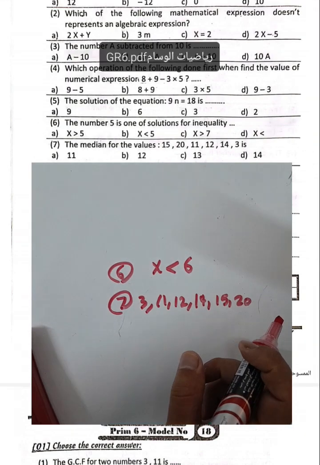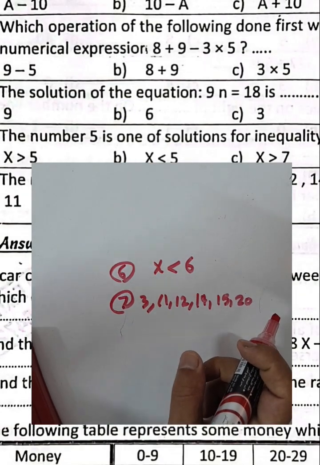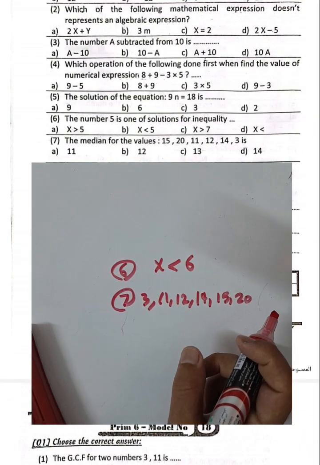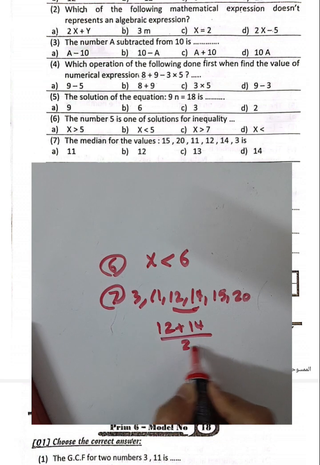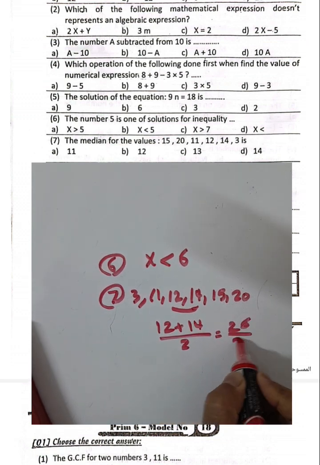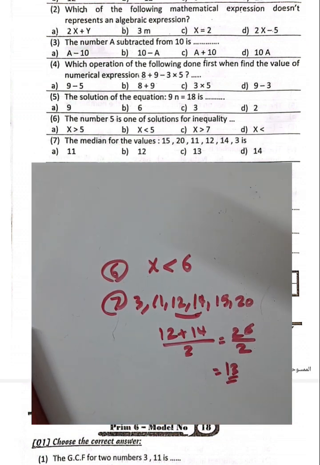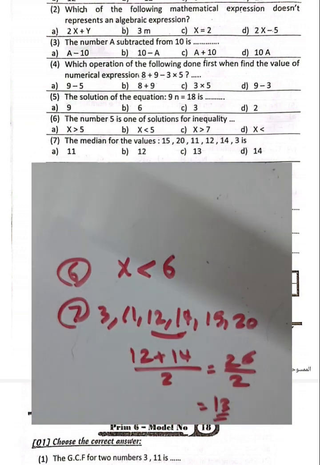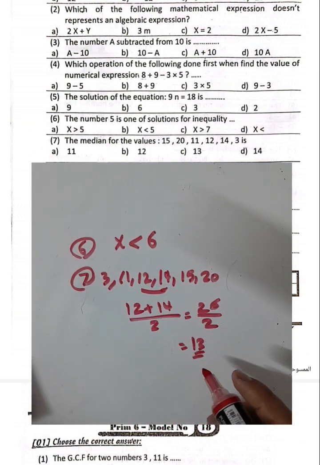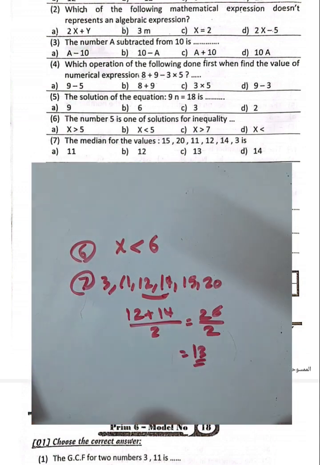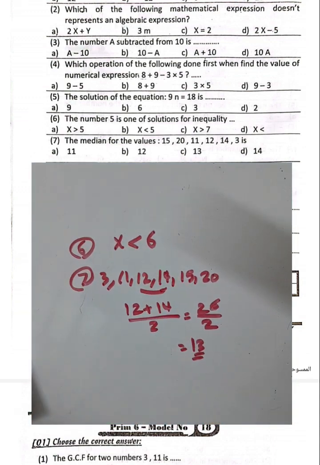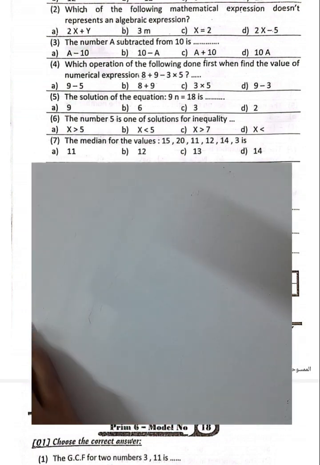Okay, we can write the median here. This 12 plus 14 divided by 2 will be 26 divided by 2. The result will be 13. The median will be 12 plus 14 because 12 and 14 lie in the middle. Then the median is the sum of the two numbers in the middle divided by 2, and the result will be 13. It's the median. Next question.